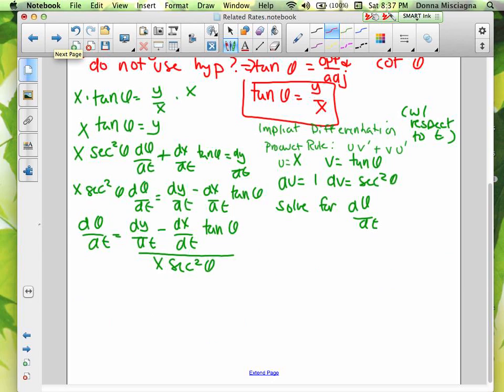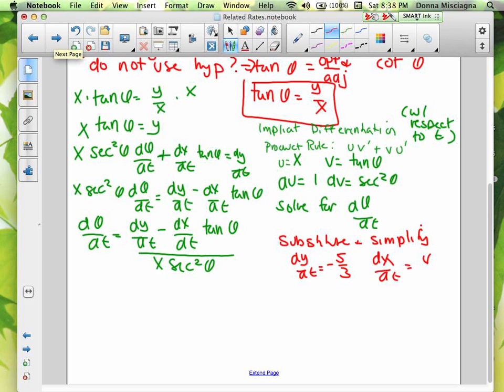So substitute and simplify. This is the easy part. The derivative wasn't too tough, a little tougher than the last one, and the substituting and simplifying isn't too tough. So dy dt is negative 5/3. dx dt is 4.